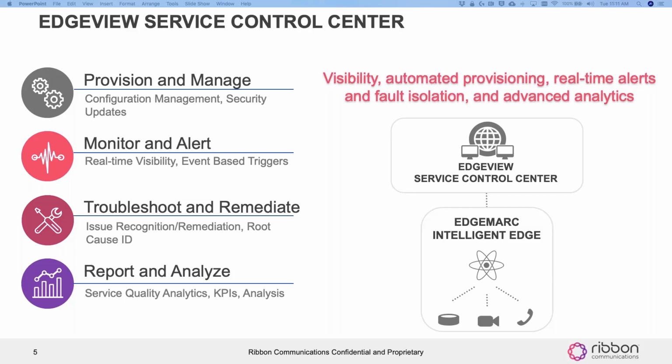The monitoring and alerting is critical because not only do we give you real-time visibility as to what's going on, every phone call that comes through an EdgeMarc gets about 120 statistics recorded every 10 seconds on the LAN side and the WAN side, which is extremely powerful in helping you determine any issues that you're having. Are they based on the wide area connection, or is it your customer's local area network?